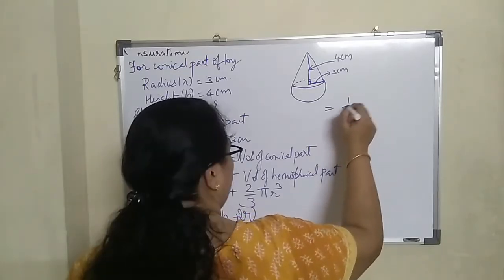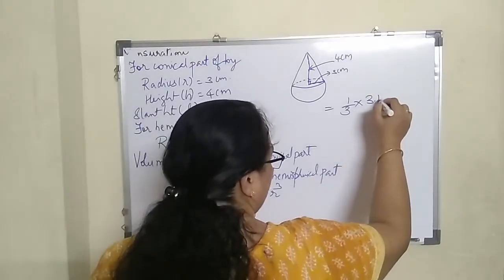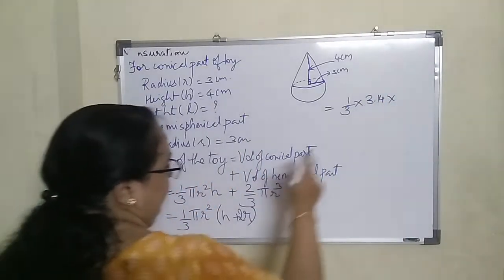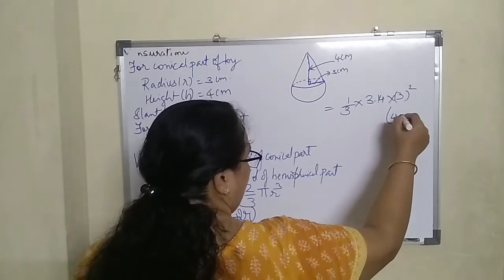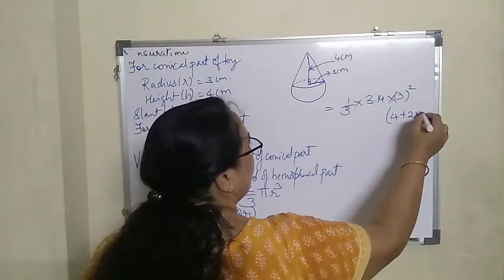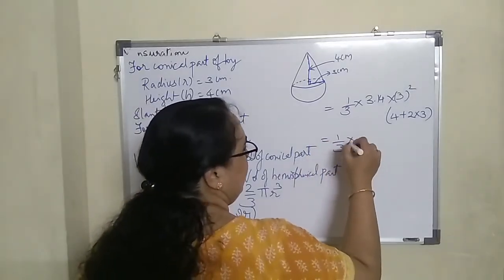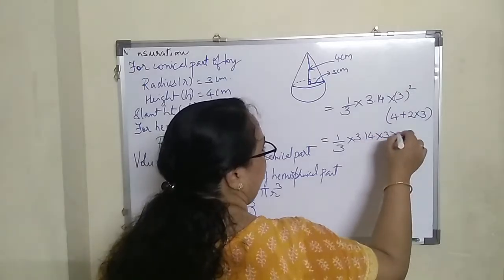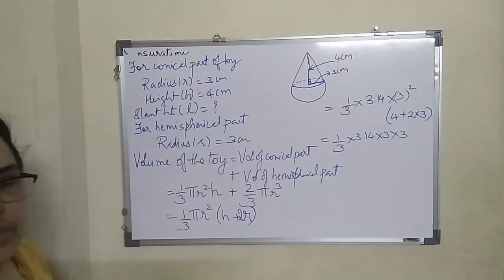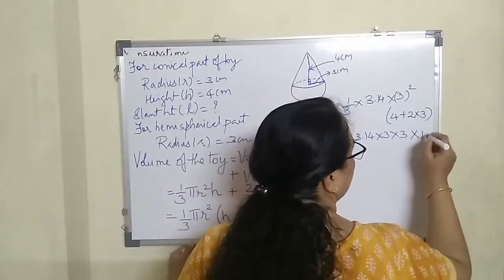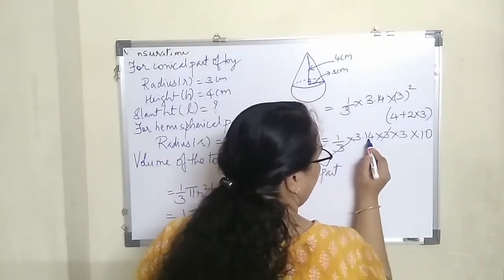1 upon 3 into, is the pi value given to us? Yes. So we have to stick to that. 3.14. r is 3, squared, bracket, h is 4 plus 2 into 3. So what do we have here? 1 upon 3 into 3.14 as it is. I open 3 into 3 as well as I do the bracket here. 4 plus 6 is 10. So 3 cancels. 10 will help me to shift the decimal by one place.